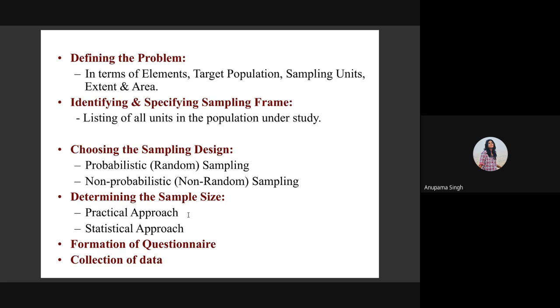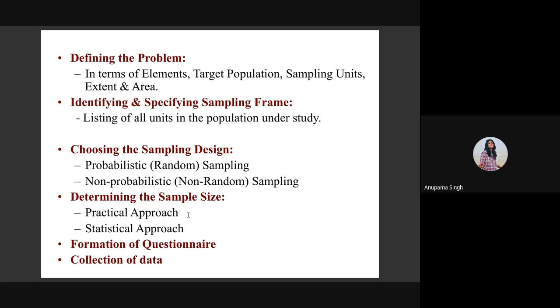Then comes the most important aspect, that is choosing the sampling design. Now, a lot of people come with this problem because most of the studies that we see are multi-stage sampling, you would have studied, right? So in multi-stage sampling also, we are not clear about what kind of sampling we are using at each and every stage, right? So it is very important that we understand what sampling procedure or methodology you're going to use in your sampling.